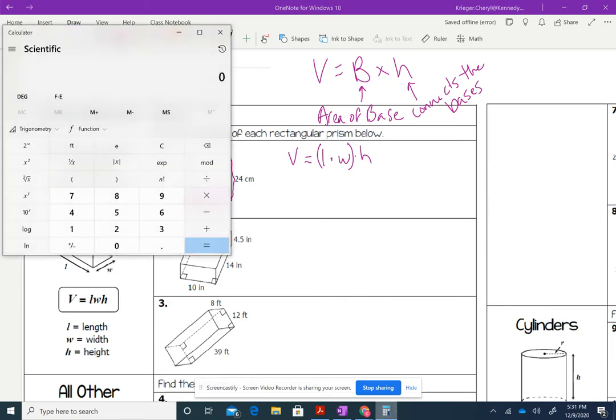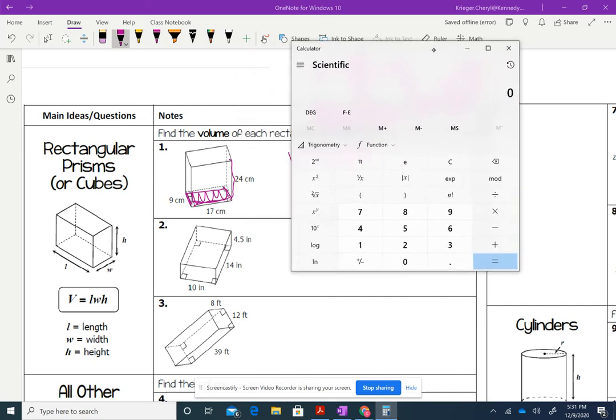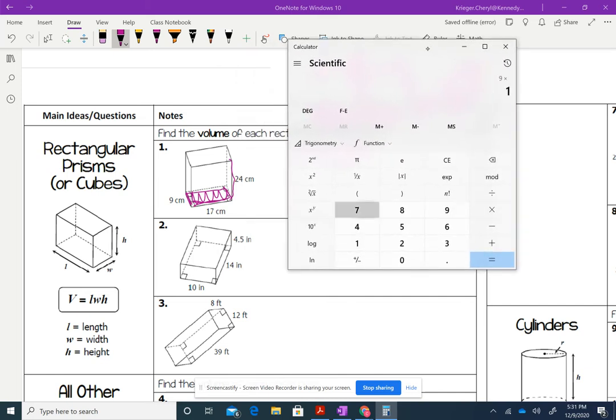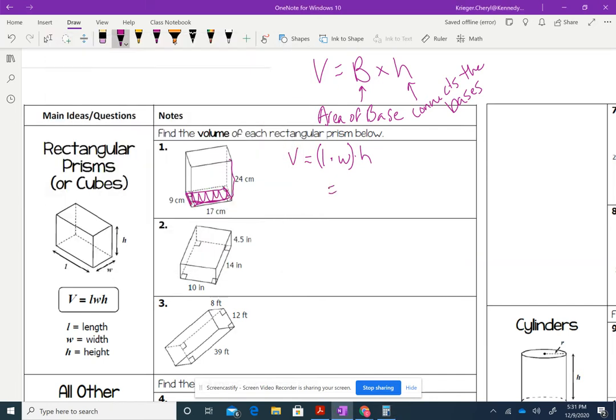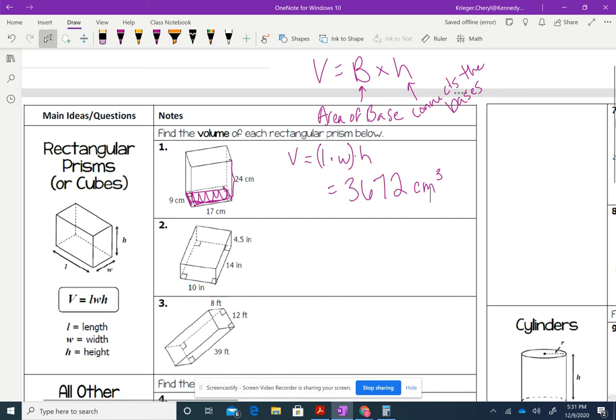So I'm going to get out my calculator and do 9 times 17, which is my base, times the height, 24. 3,672. So volume is 3,672 centimeters cubed. I have cubic units now because it's volume.